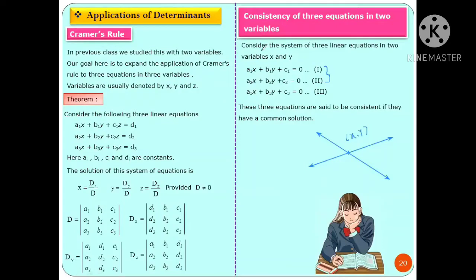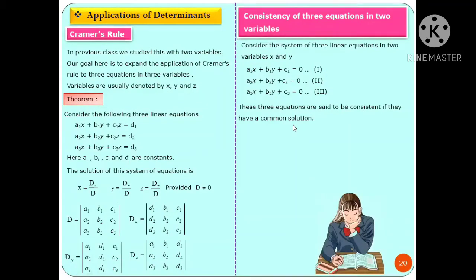Then the third line also passes through the same point of intersection. So if you put this value of x and y in the third equation, then the third equation is also satisfied. Hence these three equations are said to be consistent.